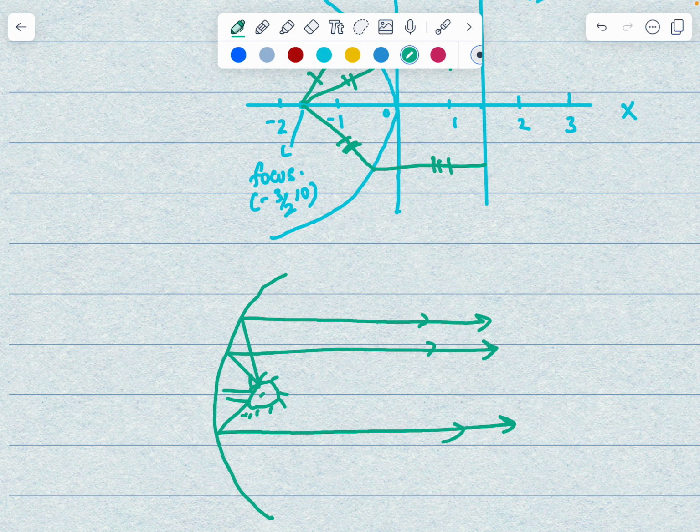So this is a common problem that you might get as a word problem. It's also like in telescopes, it's the same thing. They are called parabolic mirrors. They're used in reflecting telescopes. So you might get a word problem to deal with this.